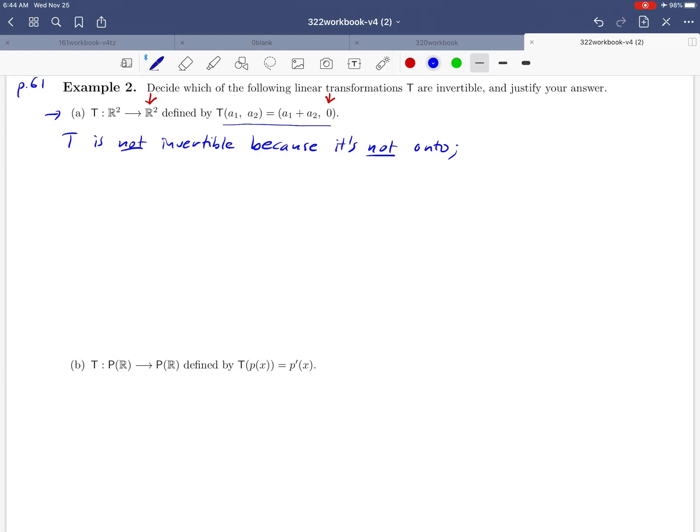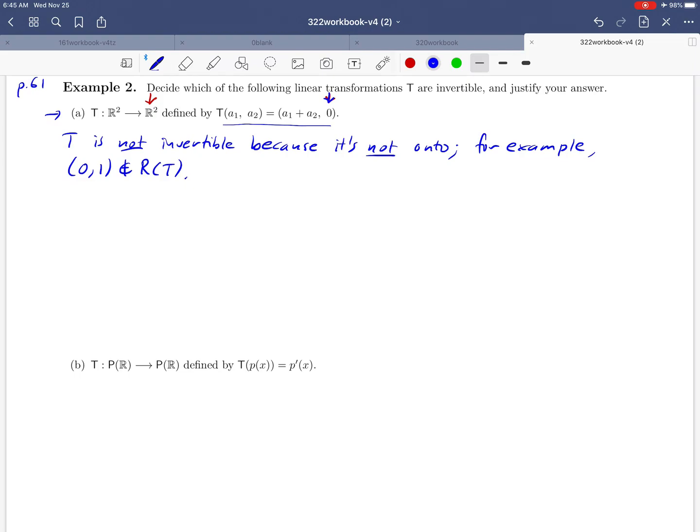Okay, so our justification for this claim that we made is to just make the observation that (0, 1), for example, is not in the range. Okay, because if the second coordinate is 1, that doesn't fit with the way our function is defined.